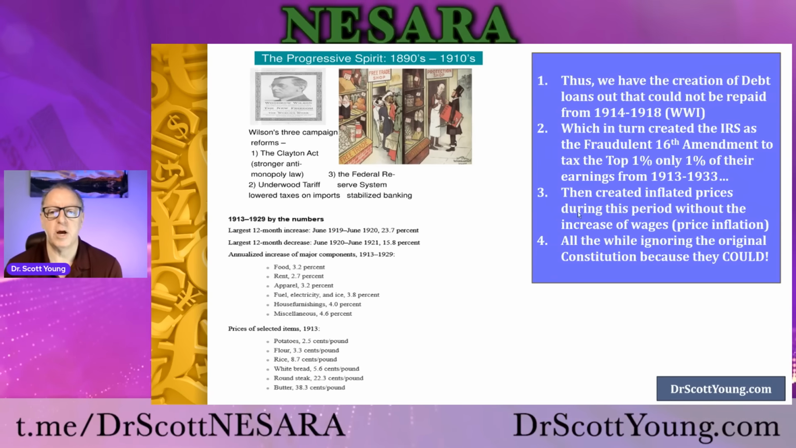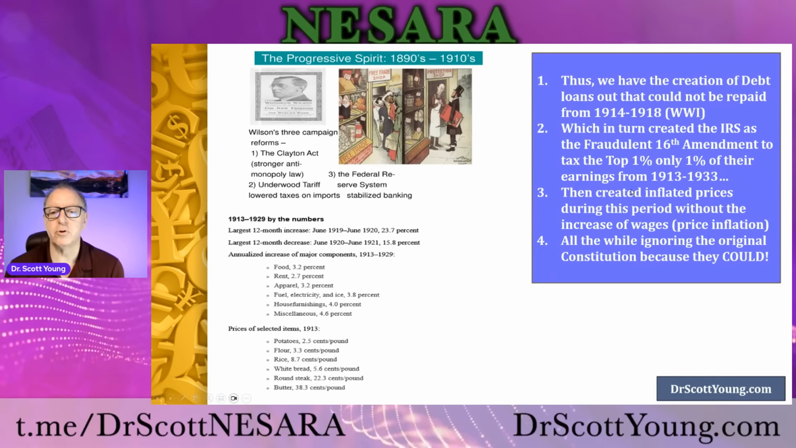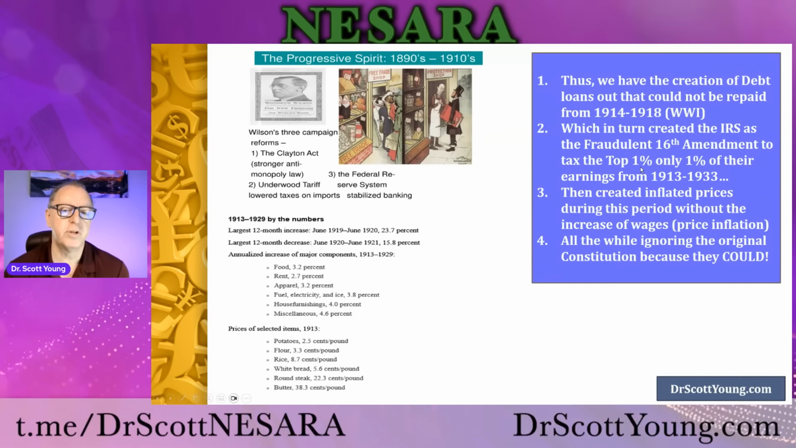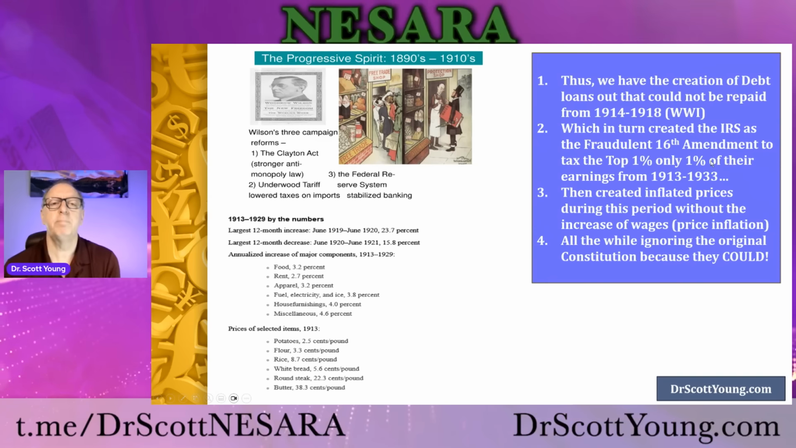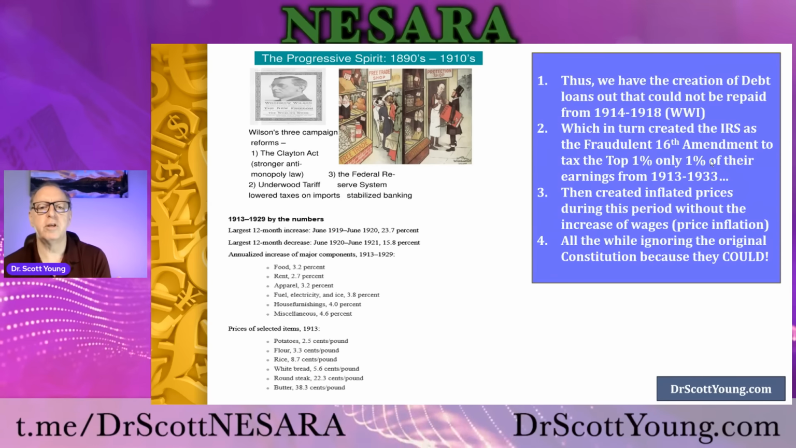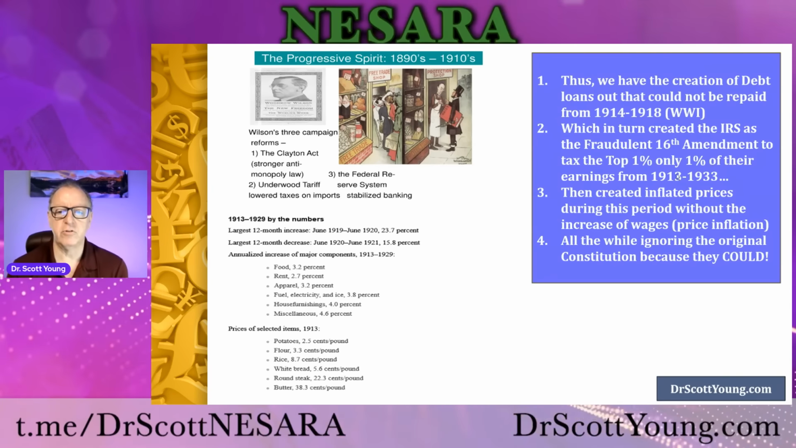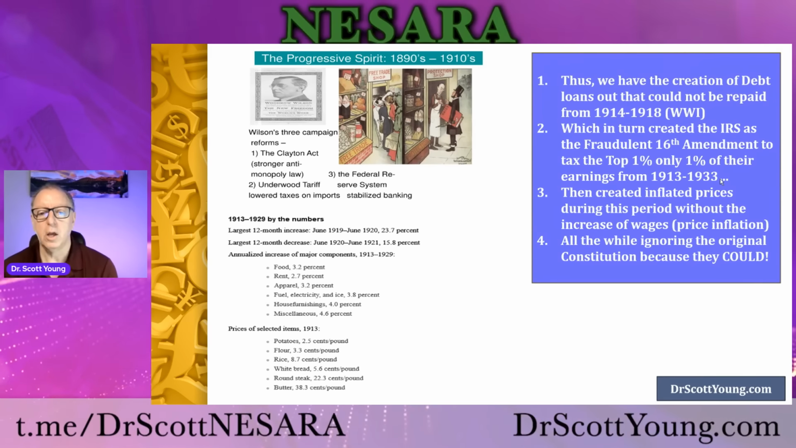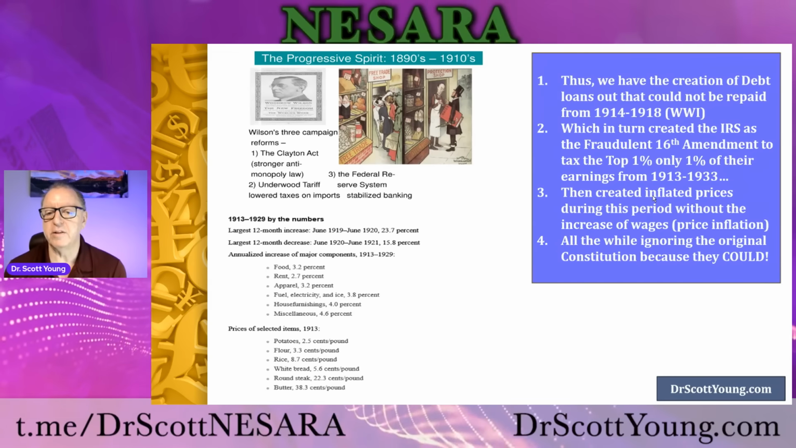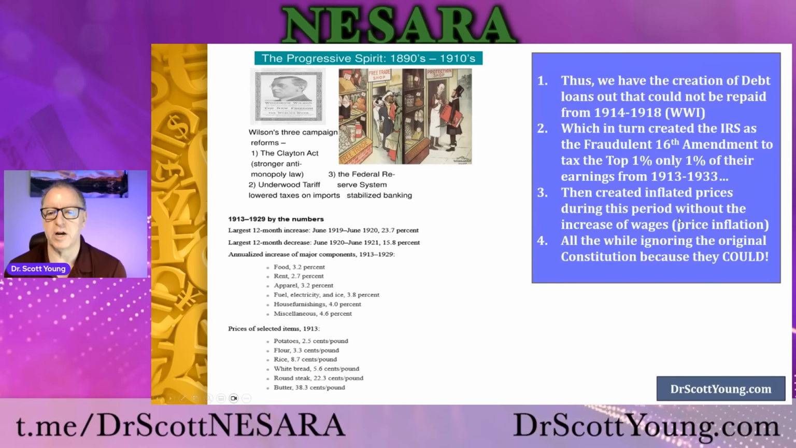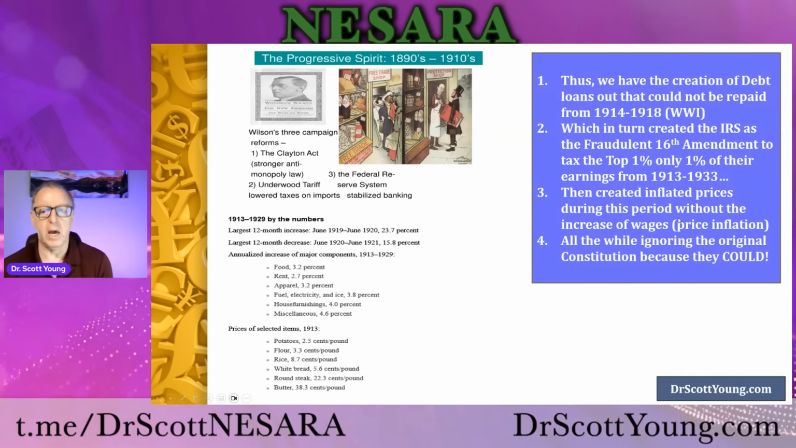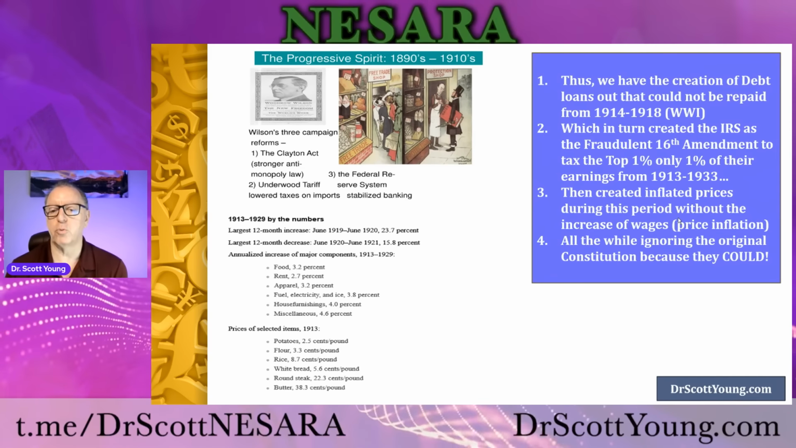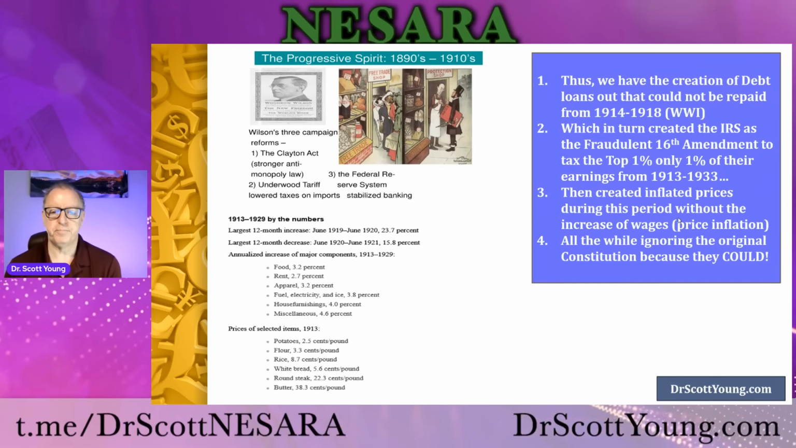At the same time frame, 1913, we have the fraudulent IRS starting up. It was supposed to be only the top 1% of earners who would spend only 1% of their earnings, from 1913 to 1933. Oh, that didn't go very well. They created inflated levels of pricing, which is some of the stuff we're talking about here. But the wages weren't going up with that too. So when you don't have wages going up, earners were losing money through this.